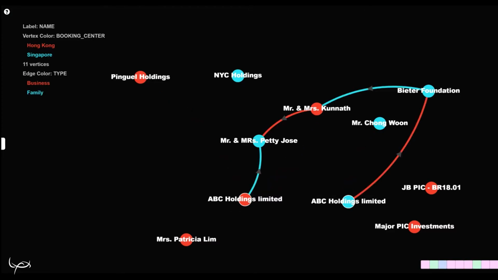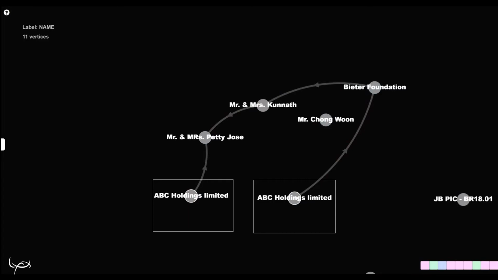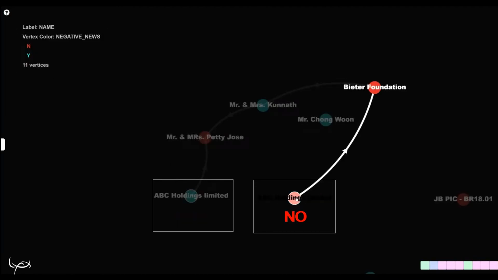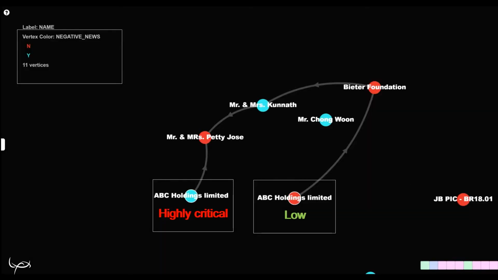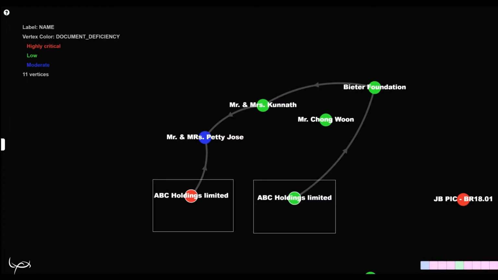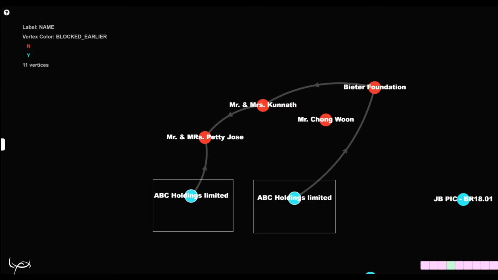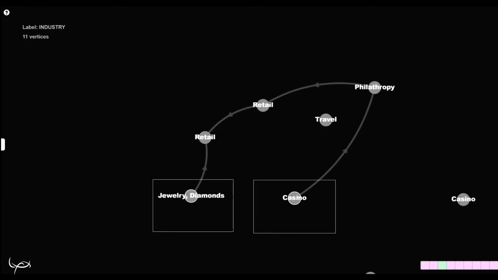Lynx Client Connectivity Visualiser also captures important events such as negative publicity related to either of the ABC Holdings. In fact, one of them had negative news reported about them, including other accounts in the connected network. Additionally, the same ABC Holdings that sparked the negative news also has a highly critical documentation deficiency for KYC and onboarding. The graph allows us to identify if either of these entities has had transactions blocked previously. As we can see, both ABC Holdings had blocked transactions at one point in the relationship. Through transactions, we can also detect what client industries these two entities are active in. In this example, both of the ABC Holdings serve clients that operate in potentially sensitive industries.